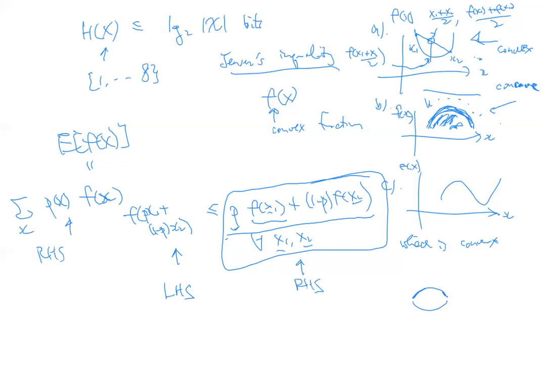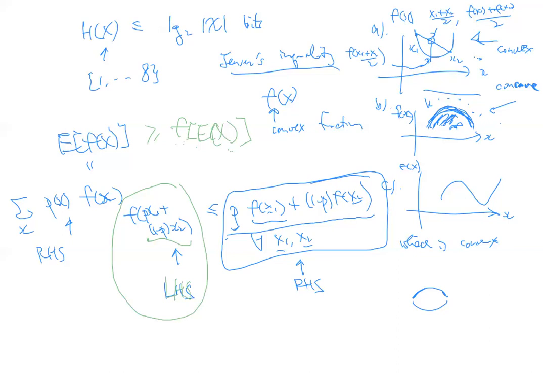Maybe I try to use more colors. On the other hand, if I consider f of the expectation of x, this is more similar to the left hand side, right? I first take an expectation, the expectation of something, and then take the function of that. Just look at the definition. Actually, you will expect something like this, right? The expectation of f(x) will be bigger than or equal to f of the expectation of x.